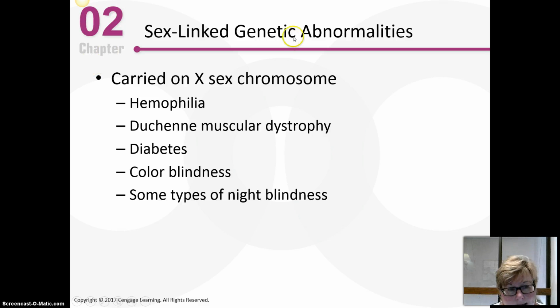Sex-linked genetic abnormalities are, again, carried on the X chromosome. So remember, the X chromosome is female. So hemophilia, Duchenne muscular dystrophy, diabetes, color blindness, and some types of night blindness. And you could read more about all of these things on page 57 in your textbook.